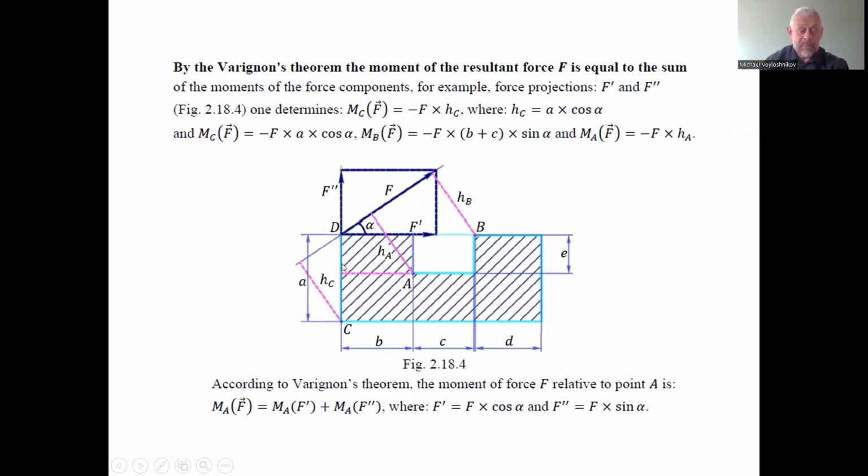So we can consider last product of the DC, that is A, by cosine alpha. Yeah, we can do that, like here. But as well, we can consider the rotation moment as an action of two components of the force F. For example, the rotation around the point B, we have to use the A and the B plus C.